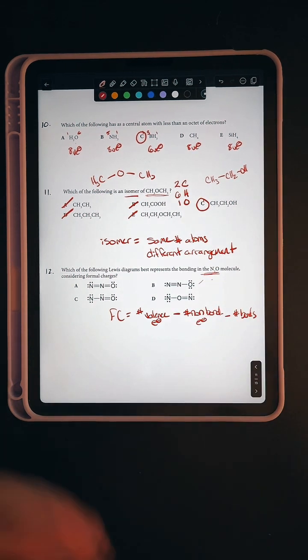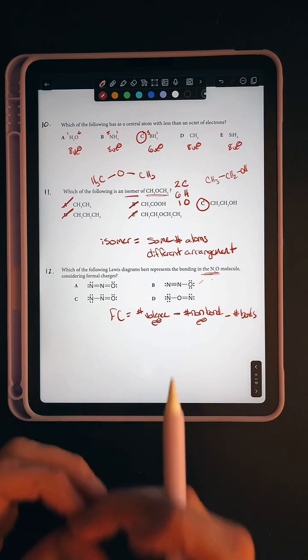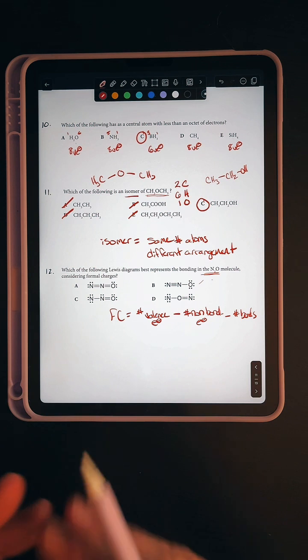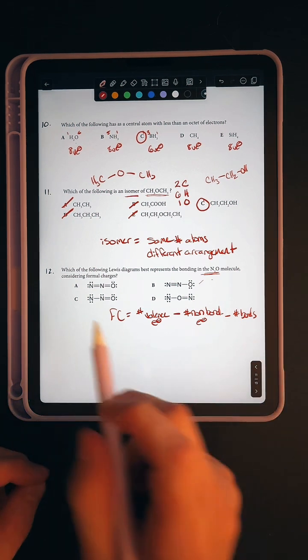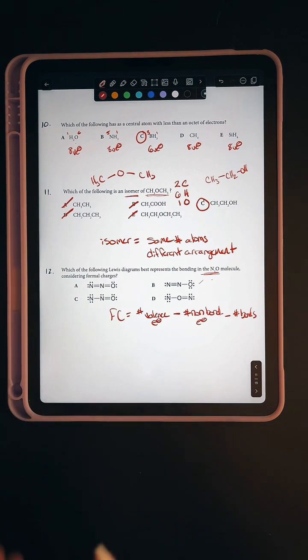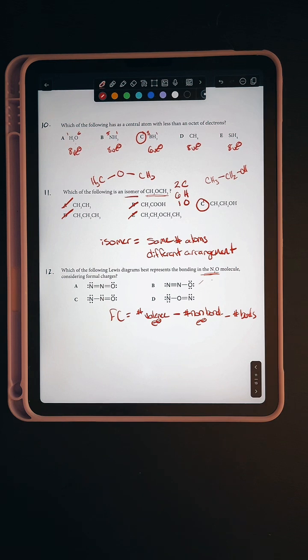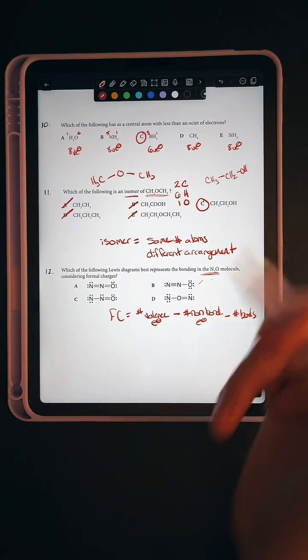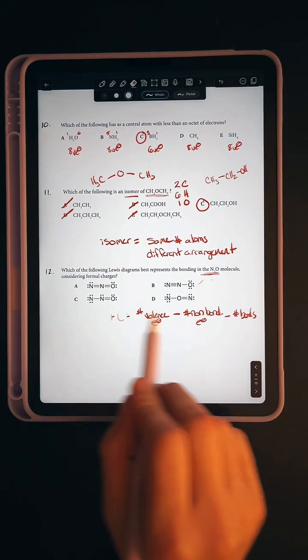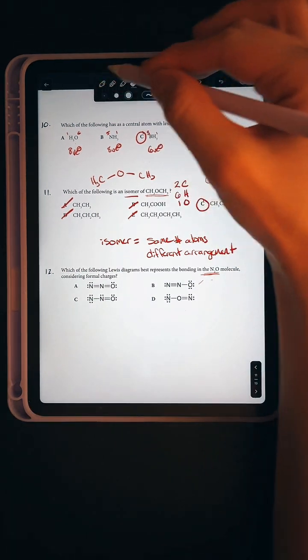What we want is the molecule that best represents our N2O, the molecule that has the minimal amount of formal charge, meaning we want either zeros or ones, preferably, on each of our atoms, not 2s, 3s, or 4s. We want something that's minimal. So I'm going to do this a couple different ways. I'm going to solve for the formal charge of each type of atom.